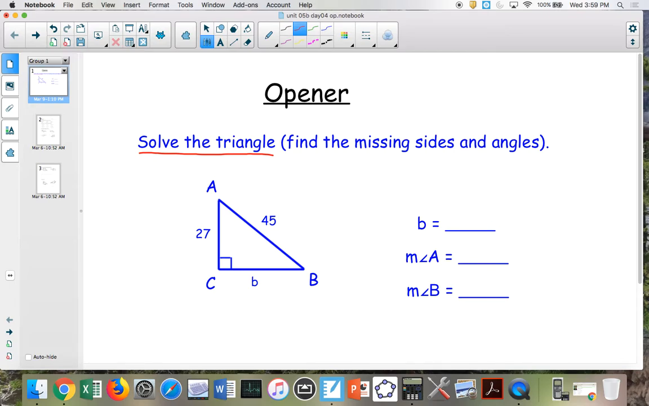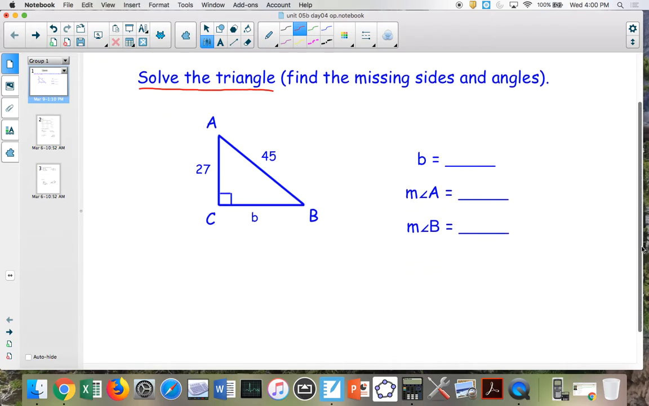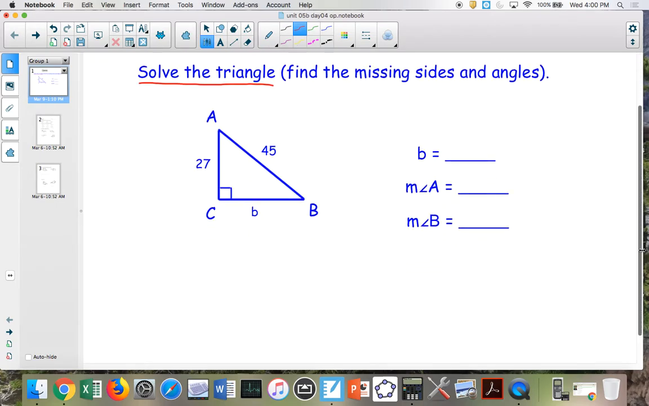So let's start with the missing side. Remember, in a right triangle, if you have two sides, you can always figure out the third side using the Pythagorean theorem. Now hopefully you've already tried this. You hit pause on the video, figure out the answer, and then you can play it back and make sure that your answer is correct.